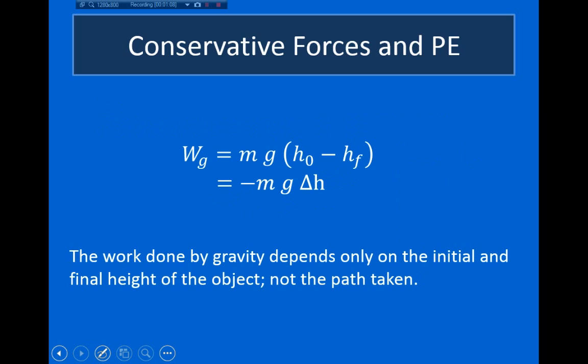So what this means was that the work that's done by gravity only depends on the initial and final height. It doesn't depend on the path that's taken. So, for example, we saw this example where a student takes a stone and throws it off of a building. And we found that the work that was done by gravity doesn't depend on how the stone is thrown. So if it's thrown at an angle, or if it's thrown horizontally or vertically upwards or downwards, the work that's done by gravity is always minus mg delta h. It doesn't depend on the path that's taken by the stone.